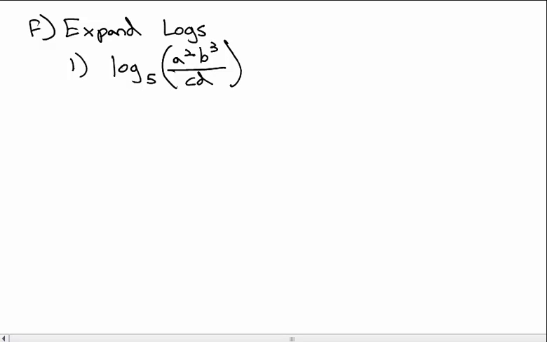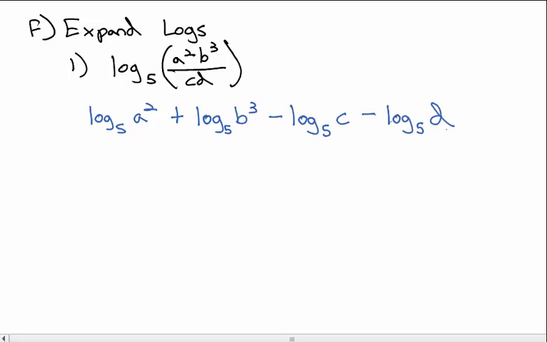we could expand this out so that each factor gets its own log. So we're going to do a log base 5 of the a squared, plus, because it's positive, it's in the middle, numerator, log base 5 of b cubed. The c and d are in the denominator. They're negative exponents, so they're negative logs. Negative log base 5 of c, negative log base 5 of d.